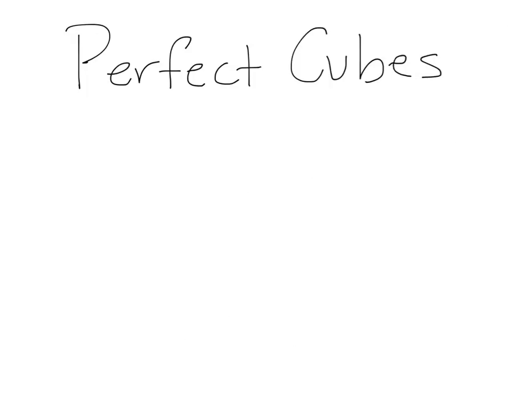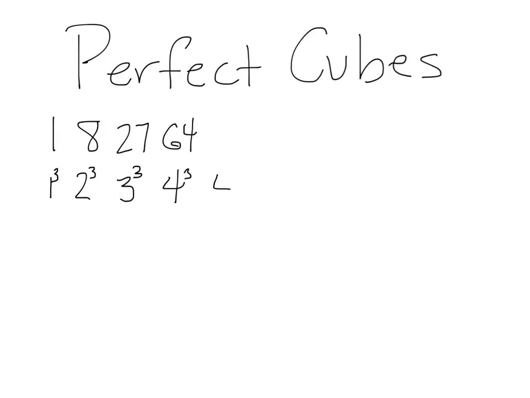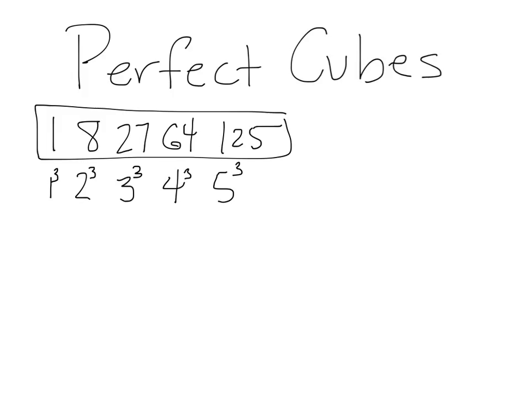Also, we're talking about perfect cubes, all right? So what are the perfect cubes? Well, 1, because 1 cubed is 1. 8, because 2 cubed is 8. 27, because 3 cubed is 3 times 3, which is 9 times 3, which is 27. 4 cubed is 64. 5 cubed is 125. And really, those first 5 are probably the ones that you want to remember the most, all right?